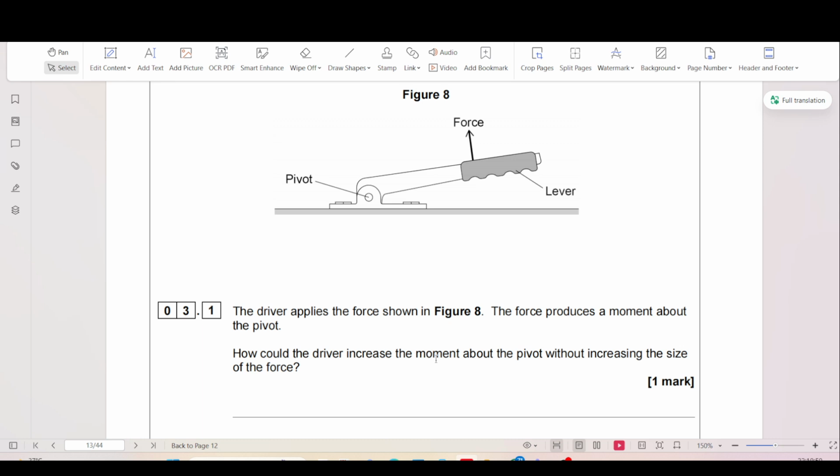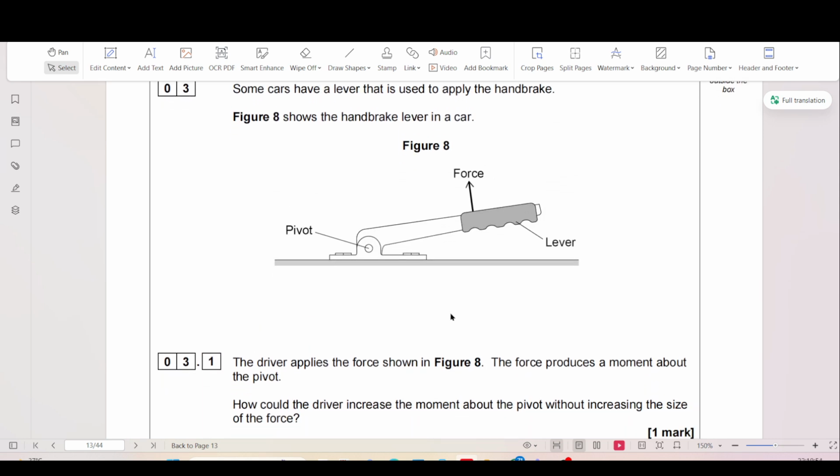Some cars have a lever that is used to apply the handbrake. Figure 8 shows the handbrake lever in a car. The driver applies the force shown in figure 8. The force produces a moment about the pivot. How could the driver increase the moment about the pivot without increasing the size of the force?